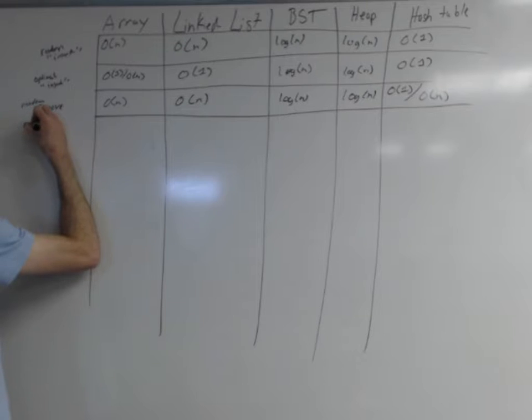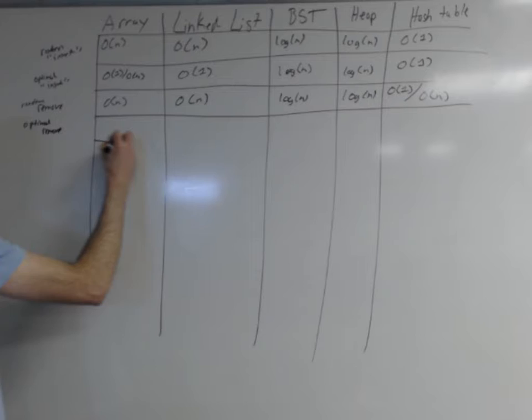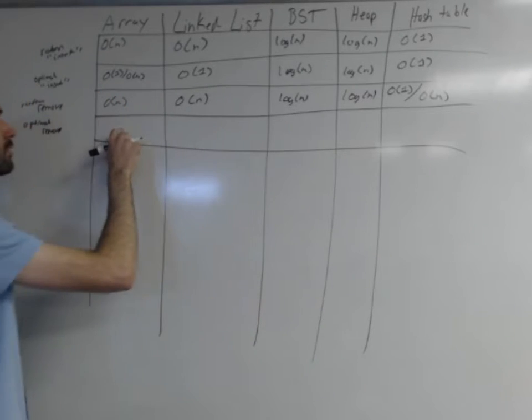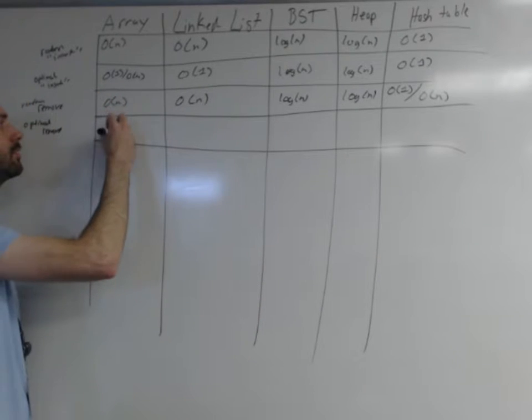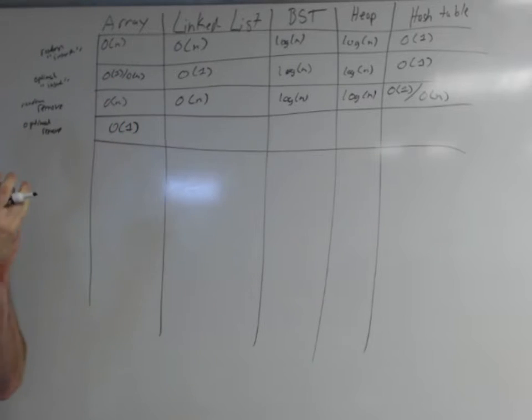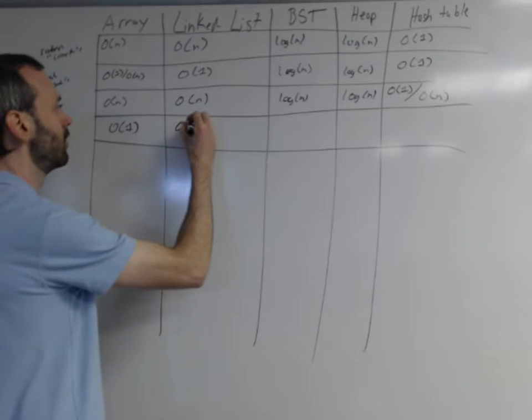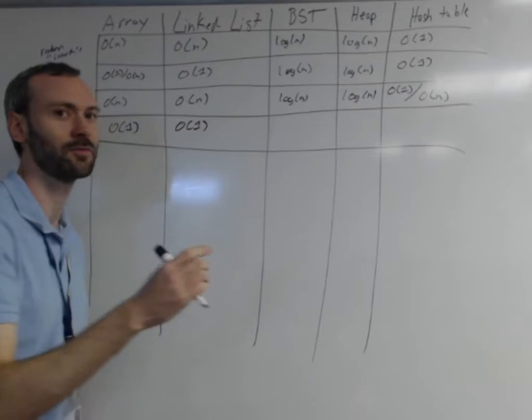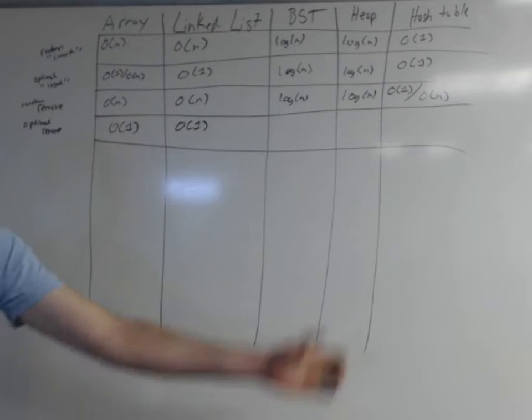We'll go with optimal remove again. O of 1 or O of N? O of 1, there is no O of N because if you're just removing it, you're not having to create new space. You just decrement the size, right? Linked list, O of 1. All right, someone besides David. Binary search tree.